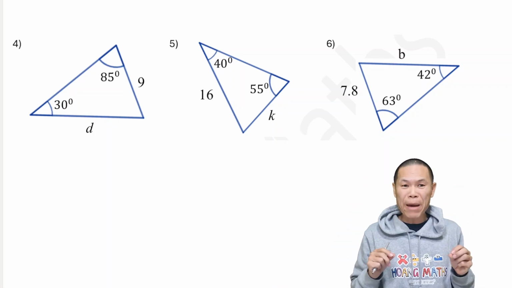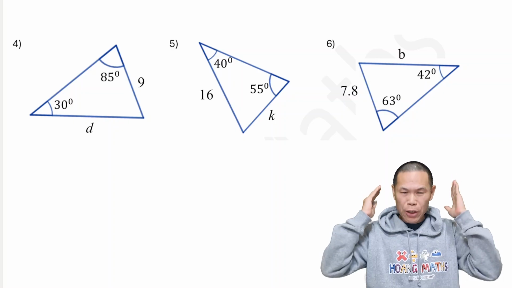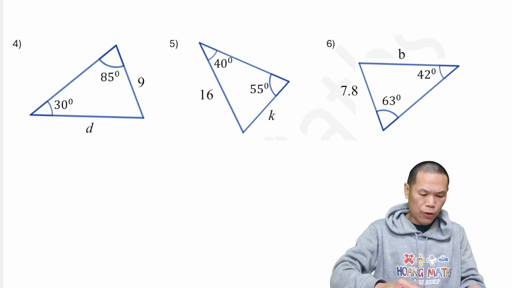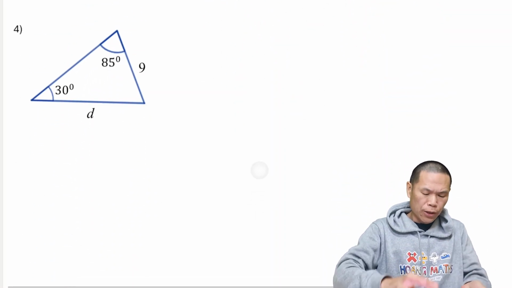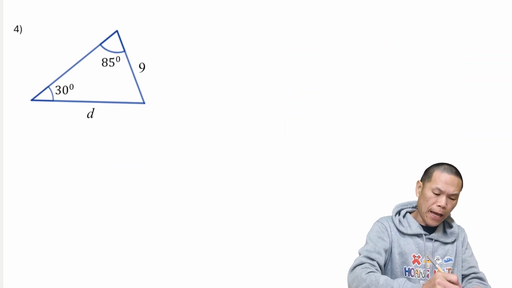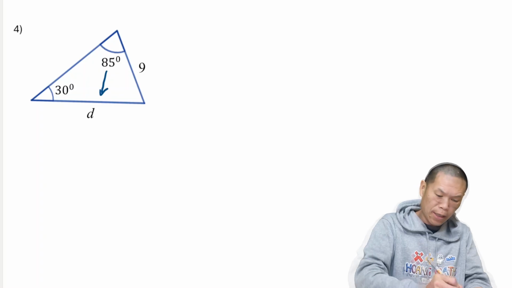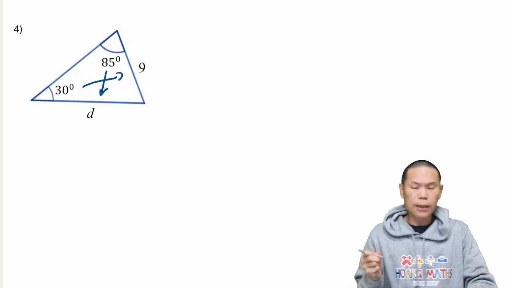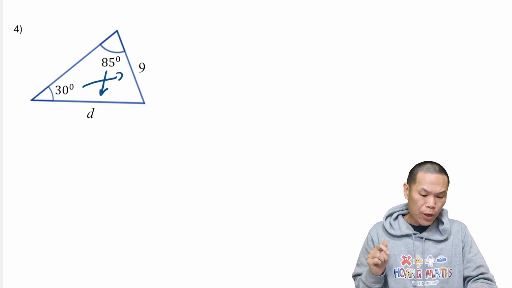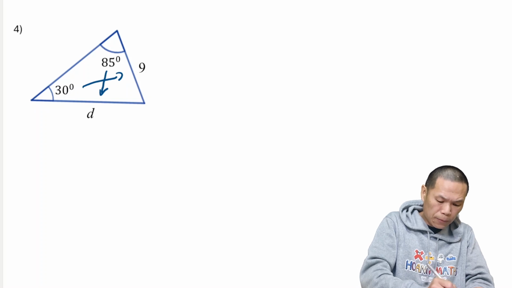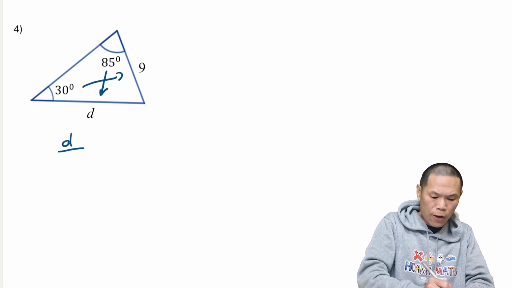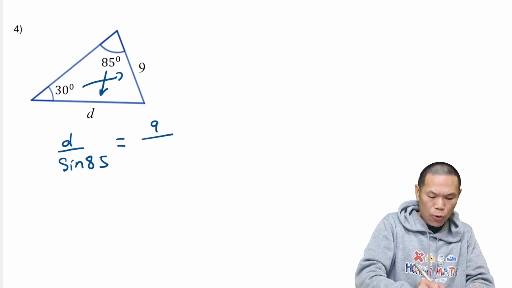Hi there, I'm back. How did you go? Let me go through them with you. So for question number 4, we identify the opposite side with the angle first, okay? So this is opposite of D, and 30 is opposite the side with 9 units, okay? So now we just go D over sine of 85 is equal to 9 over sine of 30 degrees.